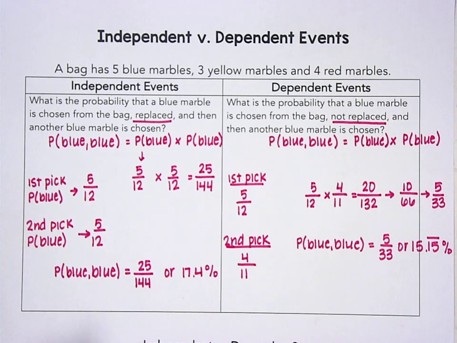Hopefully this helps clarify what the difference between independent and dependent events actually looks like and how you can apply it to different situations.